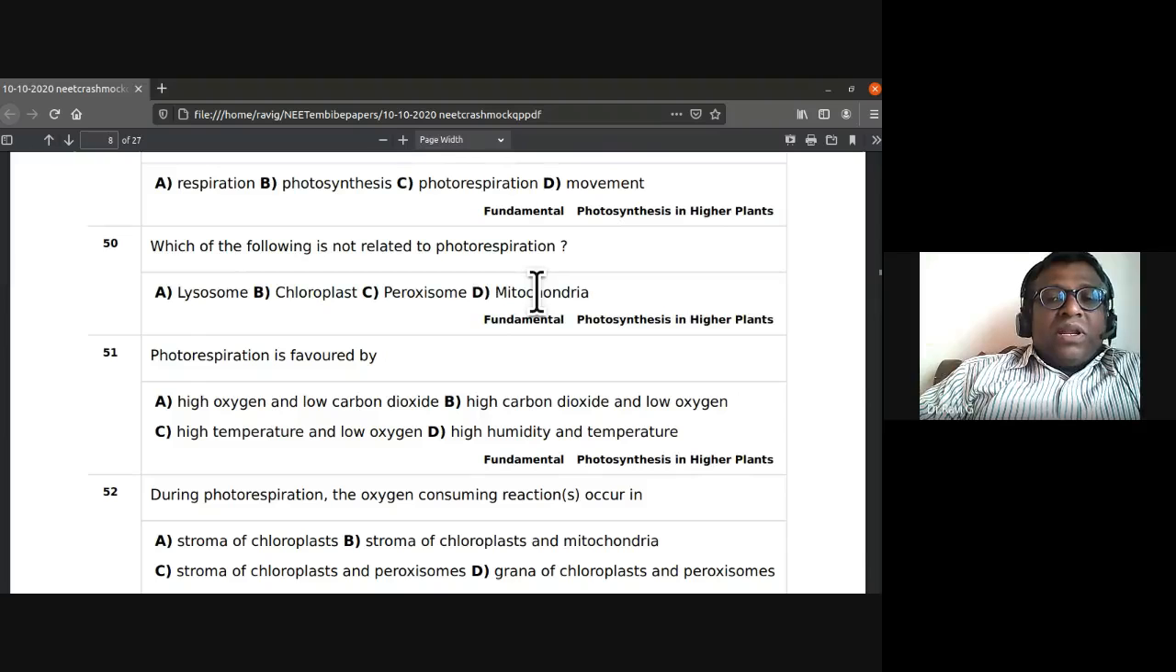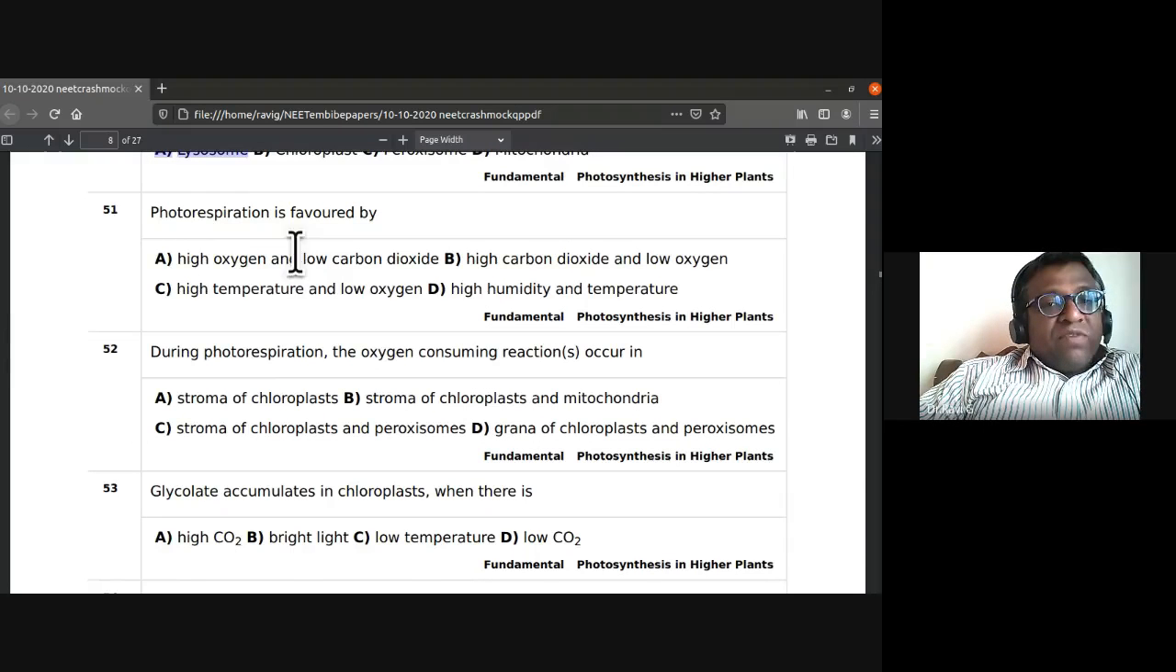Which of the following is not related to photorespiration? See, it happens in all three: chloroplast, peroxisome, and mitochondria. Lysosomes are suicide bags of the cell. They are not involved in photorespiration. So for the 50th question, A is the right answer: lysosomes.